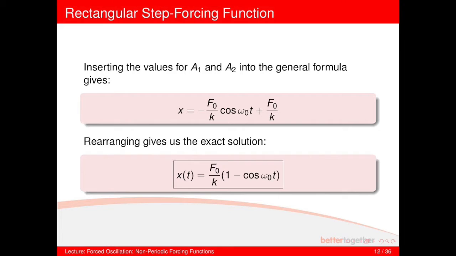Okay. And so we can plug them back into the equation. We take our values for A1 and A2 and put them back in here. A2 is 0, so that term disappears, and we have out front here minus F0 upon k. If you rearrange it, you end up getting this equation. So that's the solution to a rectangular step forcing function under initial rest conditions.